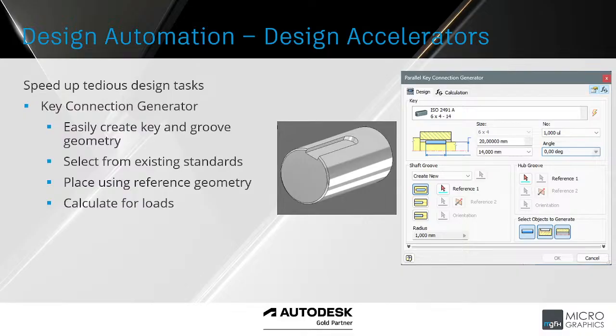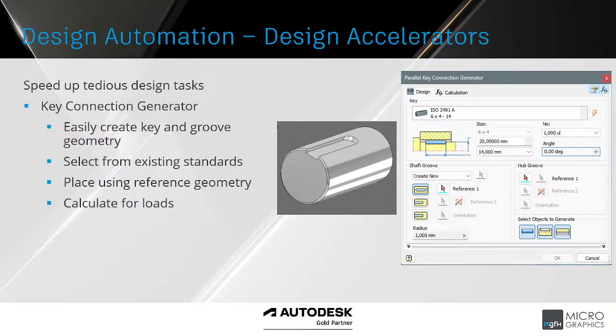In the dialog box, you'll see bottom right-hand corner, select objects to generate. So you can do the key, the groove in the shaft, and the groove in the pulley or hub that is connected to the shaft. You've got those three options. You can pick and choose which ones you want.